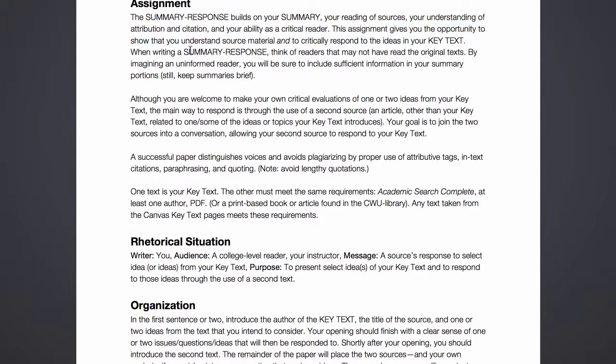So what you're looking at here is, in the summary response, think of readers that may not have read the original texts. That does mean that some of the summaries that you did, like maybe the medium summary or even better, the small summary, where you could sum up an article in one sentence or a couple sentences, that sort of material does need to show itself in the summary response as you introduce your text.